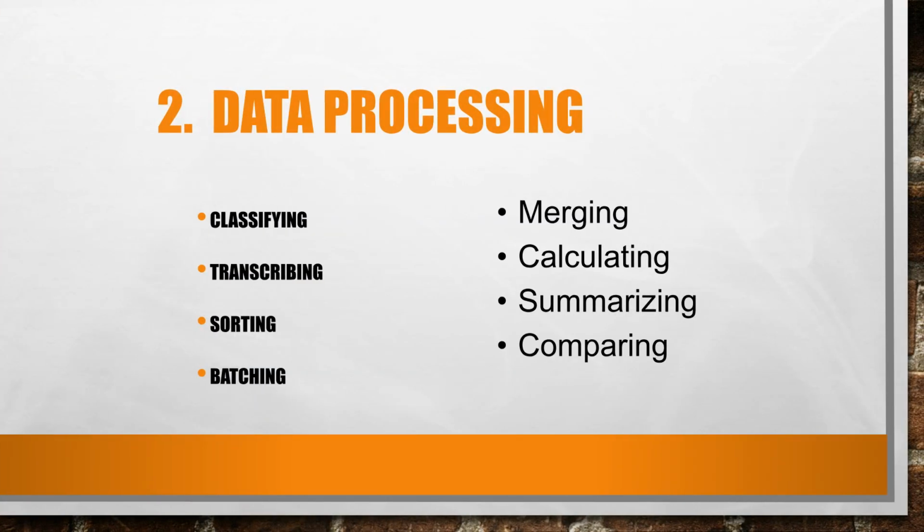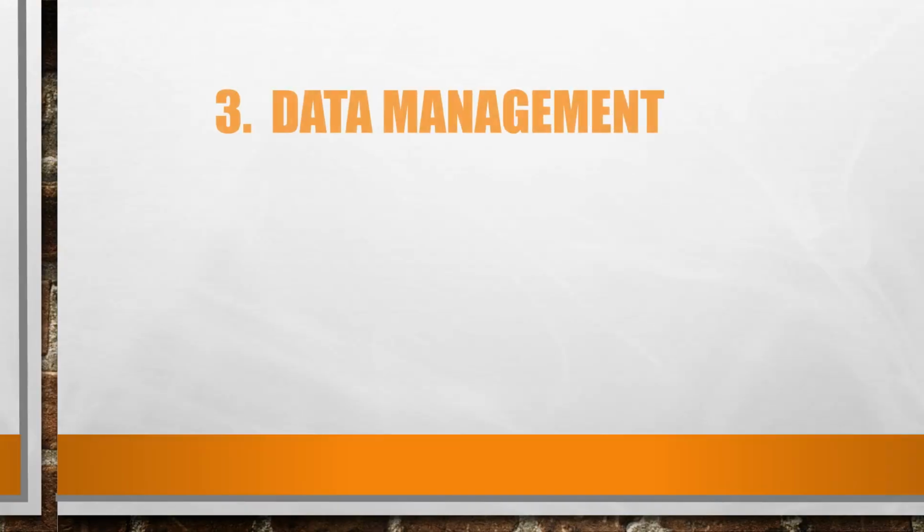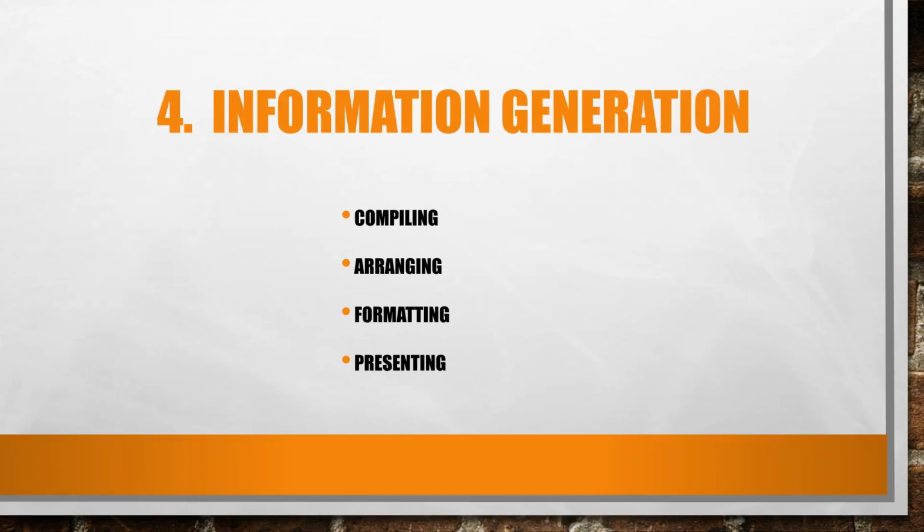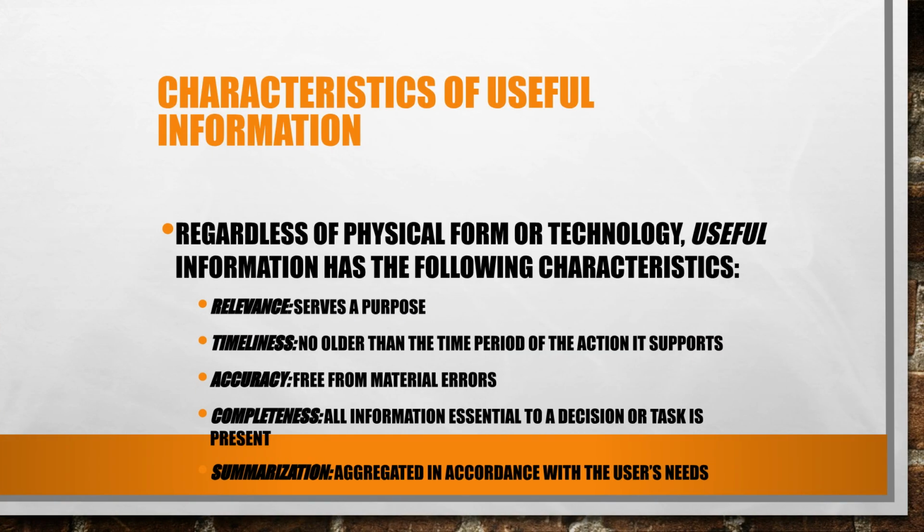The first function is data collection. This involves capturing transaction data, recording it on appropriate forms, and validating it for accuracy. Next is data processing. This includes various tasks like classifying, transcribing, sorting, batching, calculating, and summarizing the collected data. Third is data management. This entails the ongoing tasks of storing data securely, retrieving it when needed, and deleting outdated records. Finally, we have information generation. This is the process of compiling, arranging, formatting, and presenting data in a meaningful way for users.